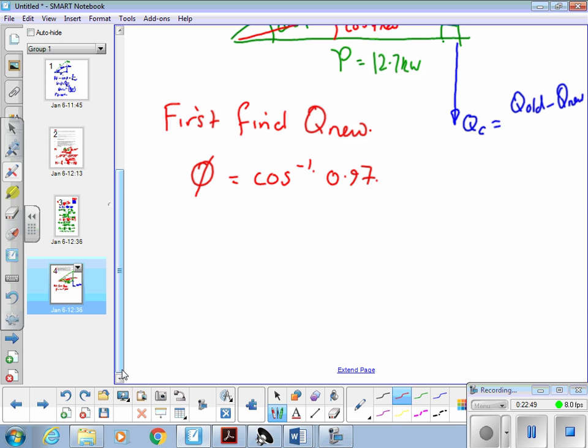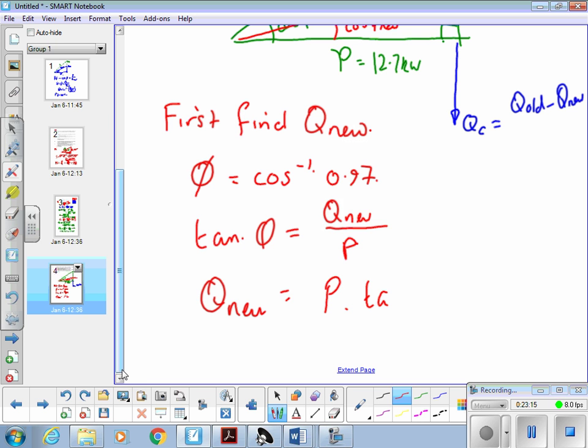You can go tangent of theta is equal to Q new over P. Rearrange that because we want to find Q new. So Q new is P times the tan of theta. Then we just substitute cos to the -1 of 0.97 in there, and we're only going to round our answer once.